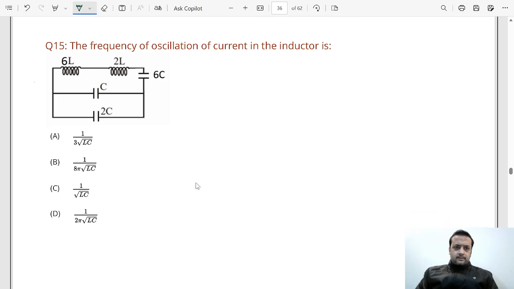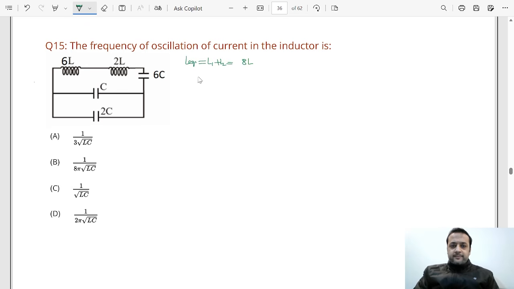All right, let us see this question now. In this, we have to find the frequency of the oscillations of the current in the inductor. So basically this is a question of LC oscillations. Let's first find the L equivalent and C equivalent of this circuit. When inductors are in series, L equivalent will be L1 plus L2. That means 6L plus 2L will be how much?